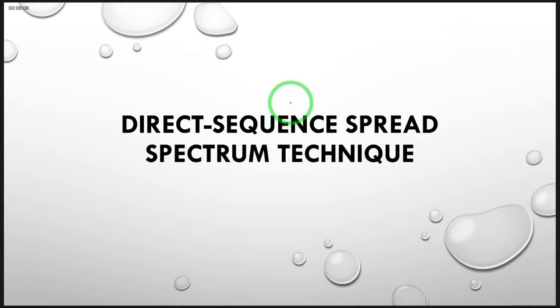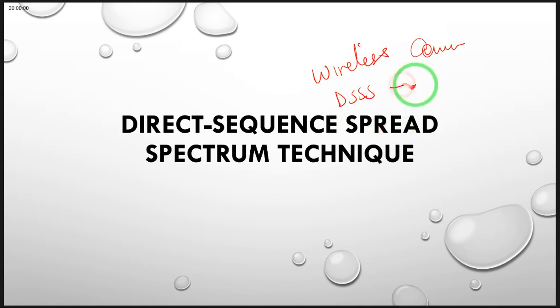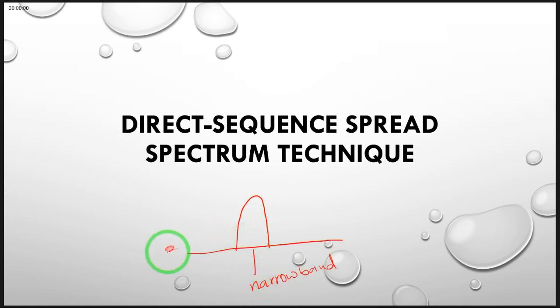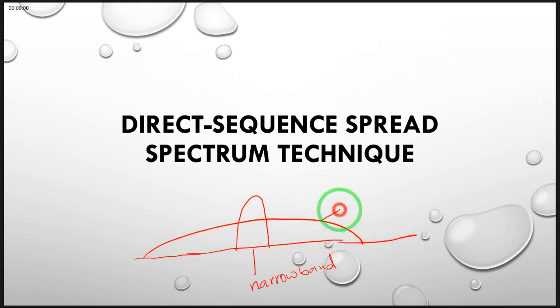In this lesson we discuss the direct sequence spread spectrum technique, one of the most popular modulation and transmission methods used in wireless communication. It is commonly known as DSSS, and it uses the spread spectrum concept that we have already introduced. We have seen that spread spectrum increases the bandwidth: if this is our narrowband signal, the spread spectrum transforms it to become a wideband baseband signal.